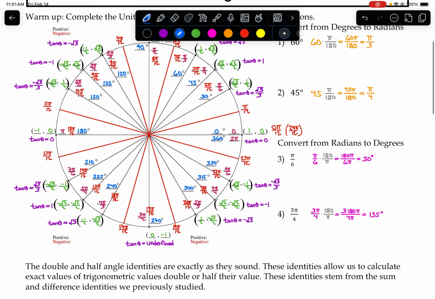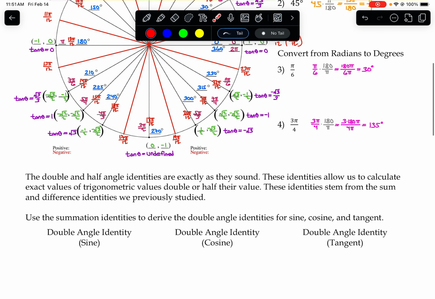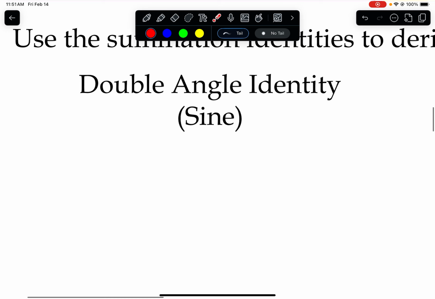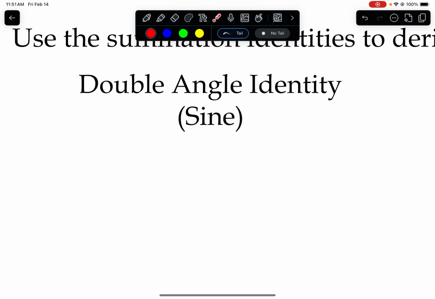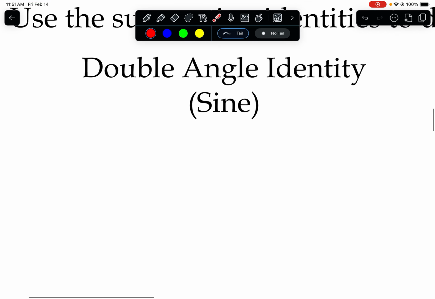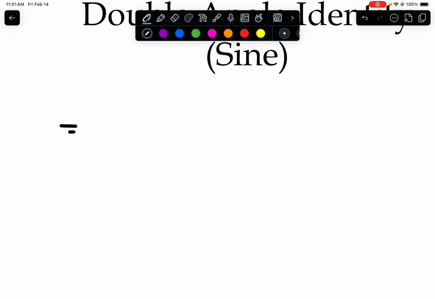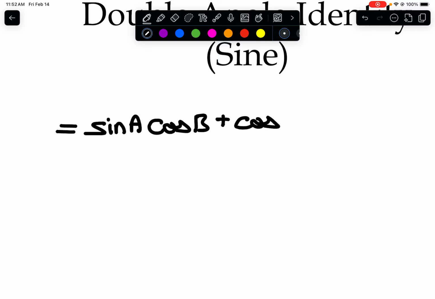So with double angle identities, we're actually just going to be building upon when we did sum and difference identities. What's going to happen is we're going to reference these sum and difference identities for the double angle identities. So we're going to do a double angle identity for sine. To start off, I'm going to start with the sine summation, which if you recall is going to be sine of A times cosine B plus cosine A times sine of B.